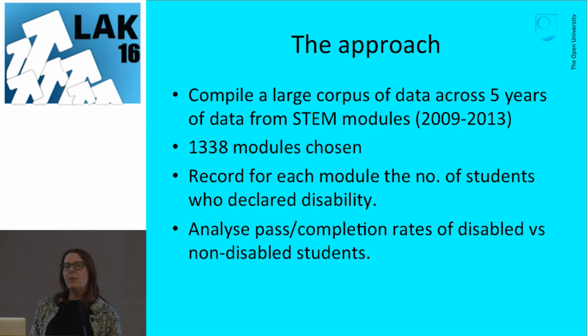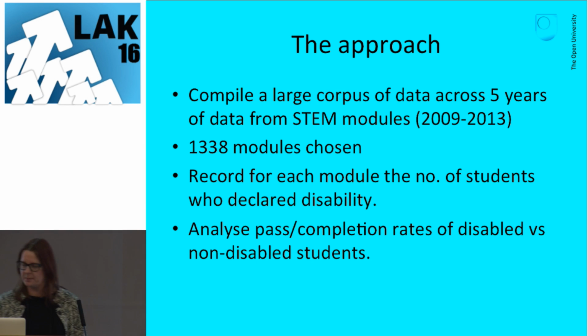The approach was to compile a large corpus of data. So this was 5 years' worth of data, all taken from STEM subjects between 2009 and 2013. There were 1,338 modules, so that represents a huge number of students. And then it was possible to record for each module the number of students who had declared a disability. So as I mentioned, this is only the ones that have declared it. There's no obligation that they should do so. And then to analyse the pass and completion rates of the disabled compared to the non-disabled students.